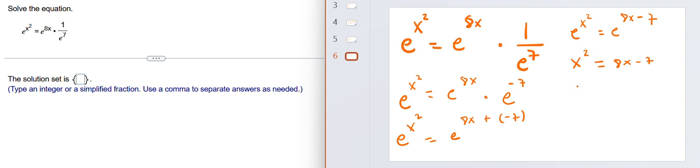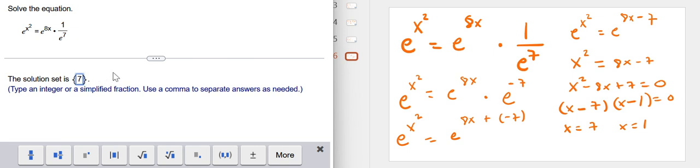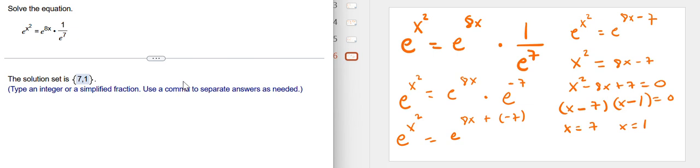This tells me that I need to set this equal to 0 so I can do some sort of factoring. So I am going to factor this trinomial. I have x, factors of 7 that will add to negative 8. That's going to be negative 7 and negative 1. When I solve for that, I have x equals 7 and x equals 1. So I'm just going to check my answers to see if I did that correctly. Okay. And that will be it.